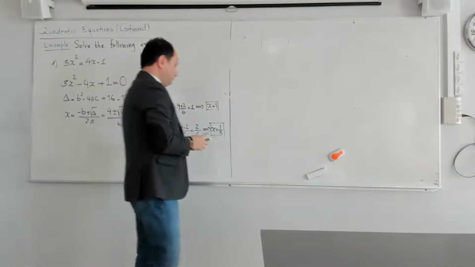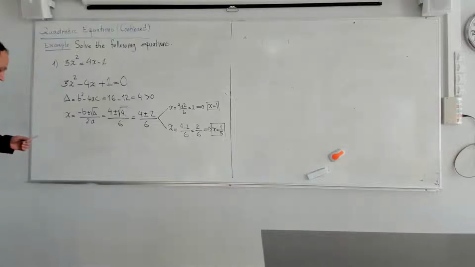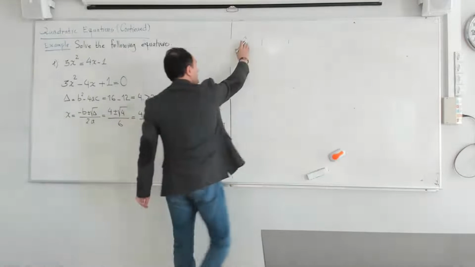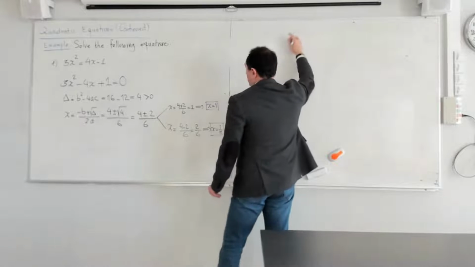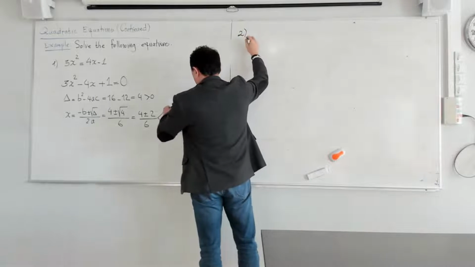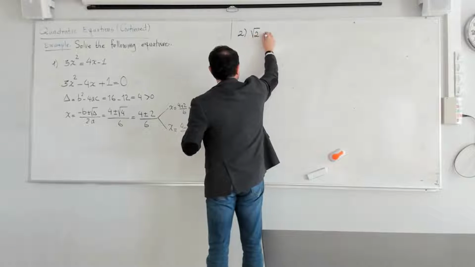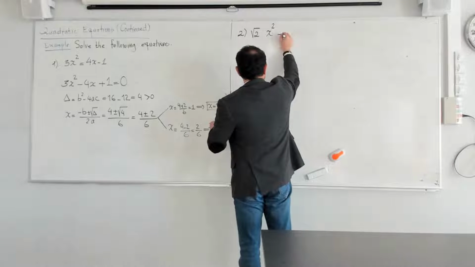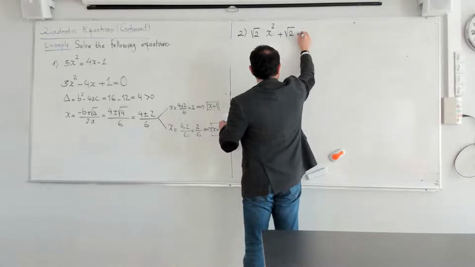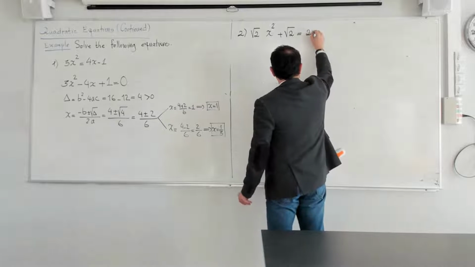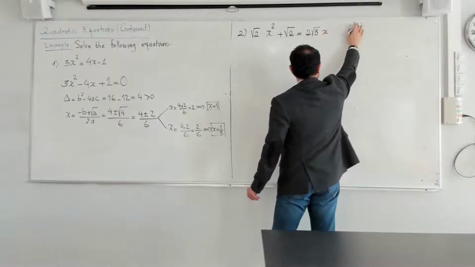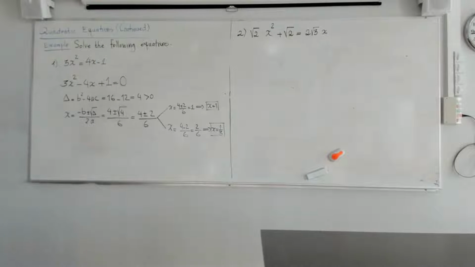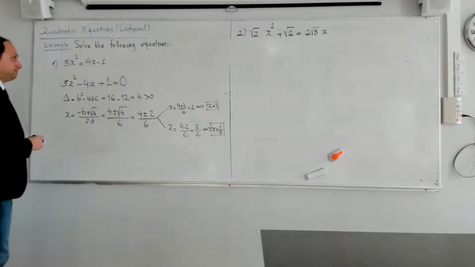Okay, so now let me give you another example. So number 2, let me choose the coefficients a little bit more involved in this case. So number 2, let me write this equation for you. Square root of 2 x squared plus square root of 2 is equal to 2 square root of 3 times x. Okay, so here I want to solve this equation.